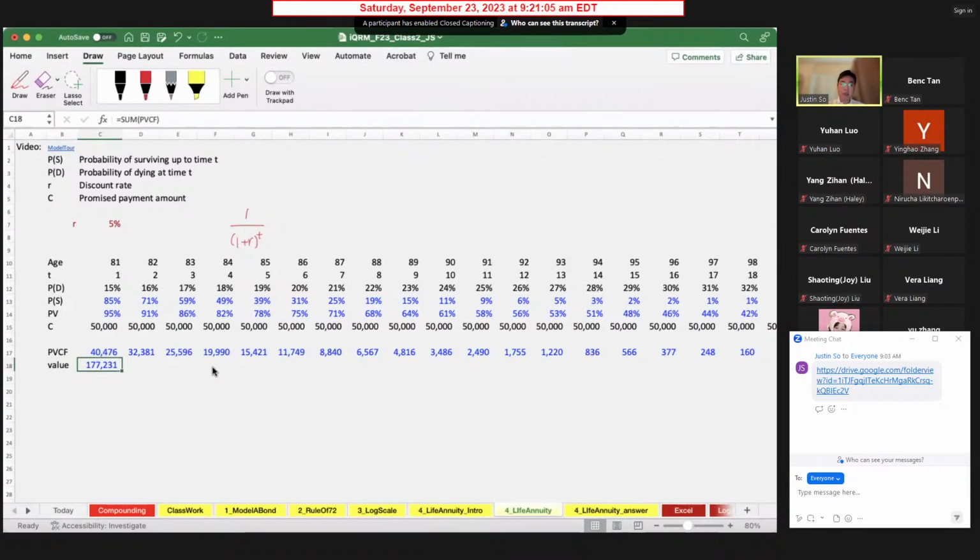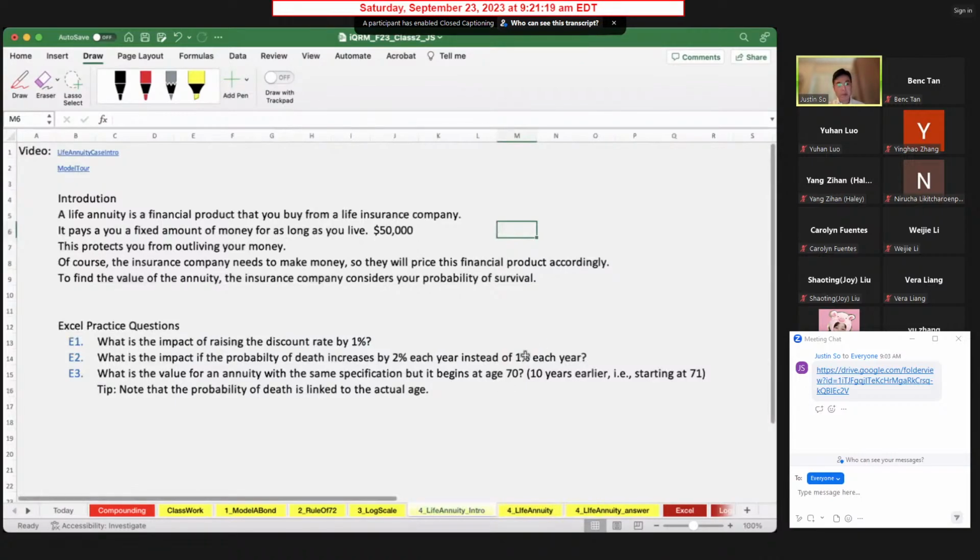But probably this could be the minimum price the company can set. Now we understand the setup. Now back to the question. Actually, you're supposed to answer 3 questions based on this one. What is the impact of raising the discount rate by 1%?